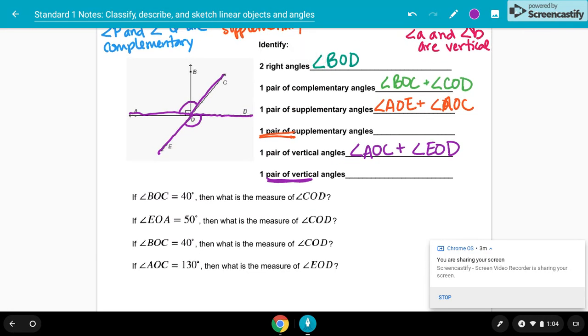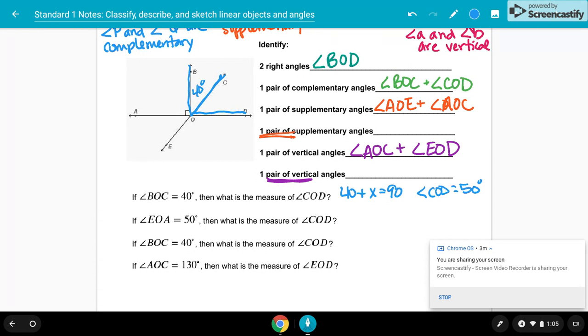Now we're going to go down to these problems here. I'm going to leave some of them to you. If angle BOC, so let's figure out where angle BOC is really quickly. Angle BOC, let's say that that's 40 degrees. Then what is the measure of angle COD right here? Well, we know they add up to 90 degrees. So 40 plus what gets you 90 degrees? Well, I would say that would have to be 50 degrees.